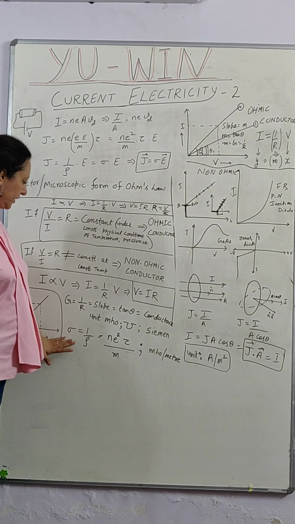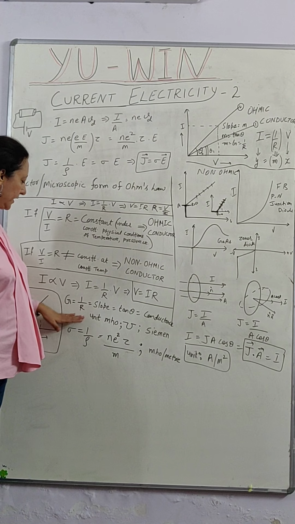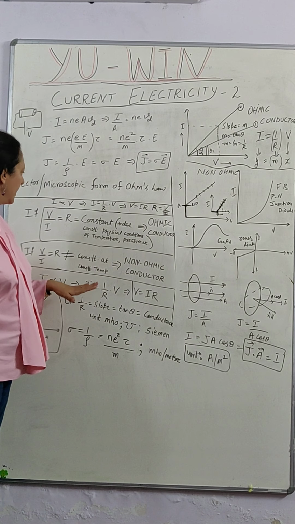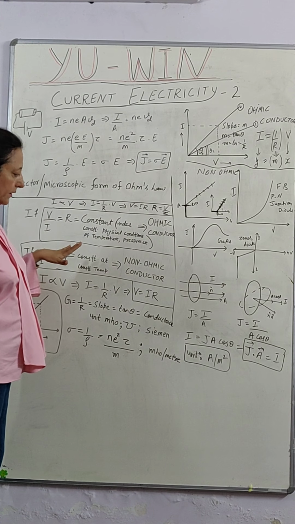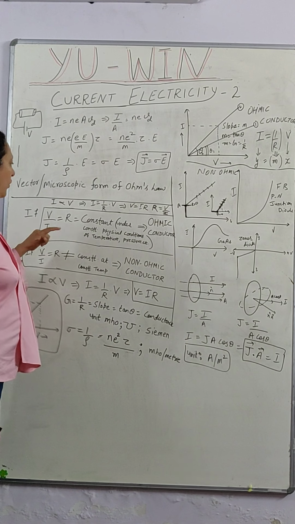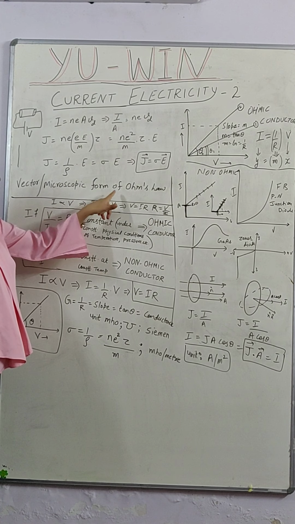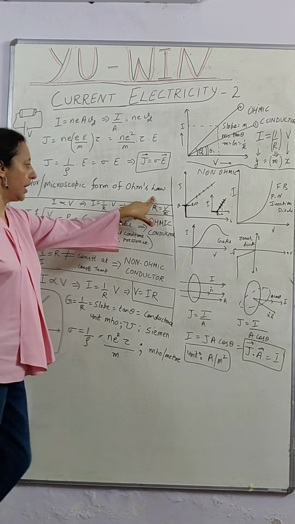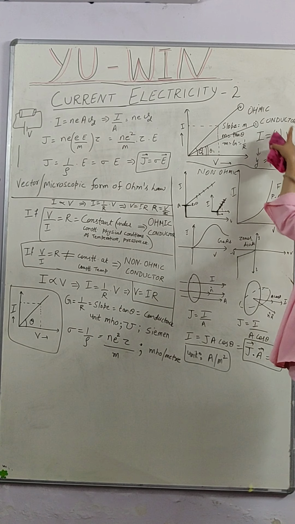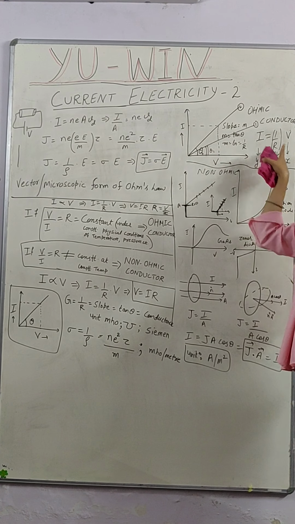So here I have covered a number of terms: conductivity, conductance, resistivity, resistance, Ohm's law, non-ohmic conductor. Then we have another form of Ohm's law, which is a vector, the microscopic form of Ohm's law. Before we come to the microscopic form of Ohm's law, we need to define a term called current density. Shall I remove this?